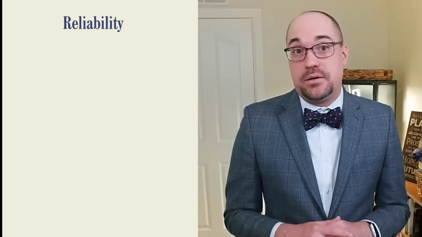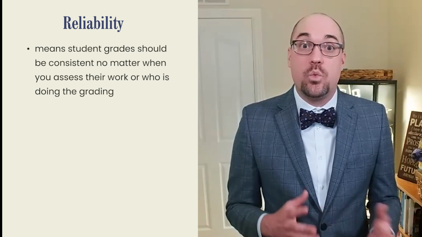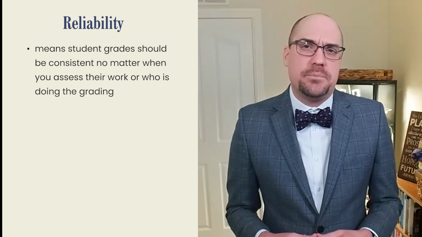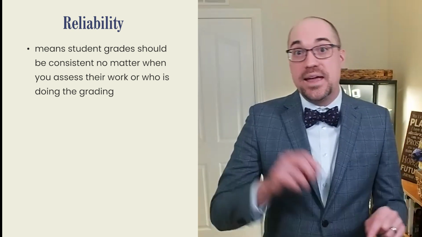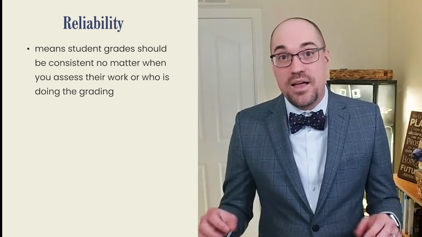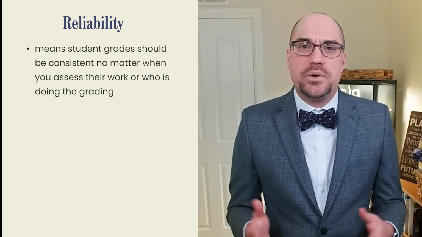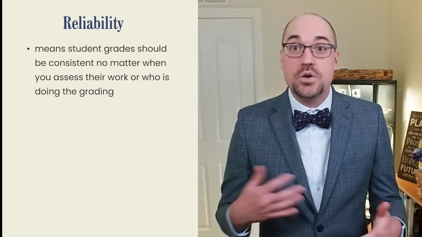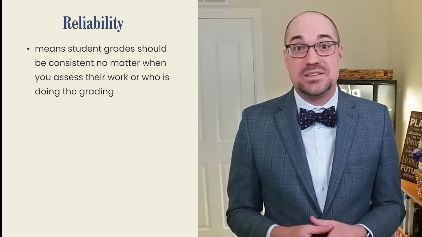Let's start with reliability. Reliability means that a student's grade should be consistent no matter when you assess their work or who is doing the grading. For example, if you grade a student's essay today and give it a B, but grade it again tomorrow and give it a C, that's a sign of unreliable grading. This can happen when subjective factors like your mood, time pressures, or personal biases sneak into the grading process and lead to an inconsistent result.